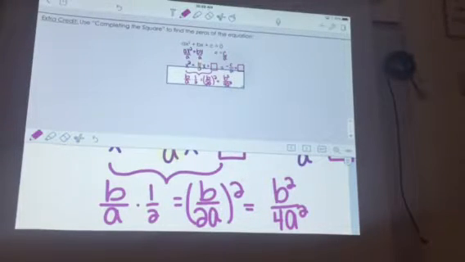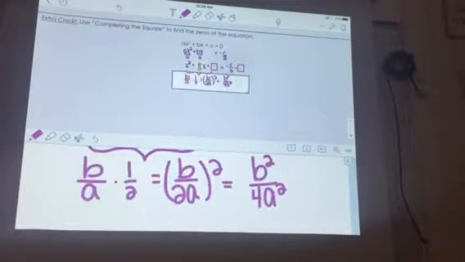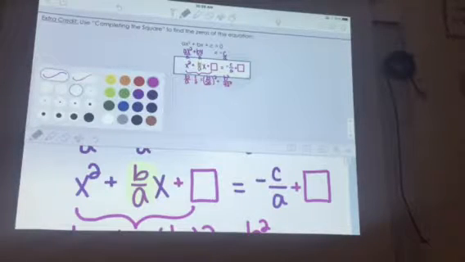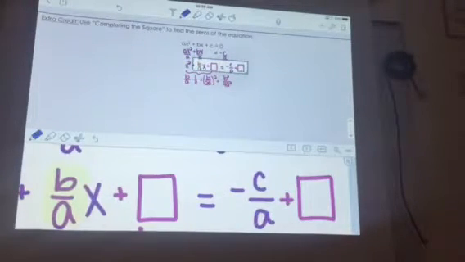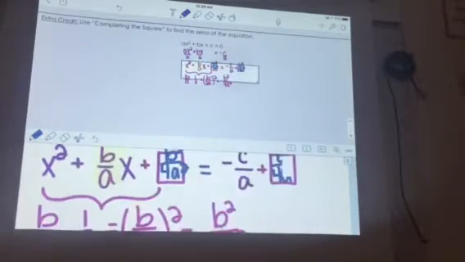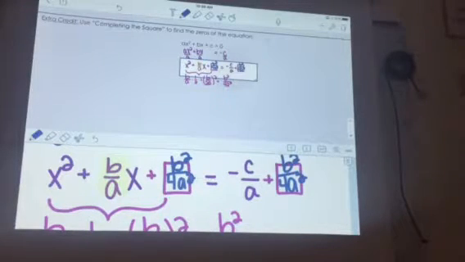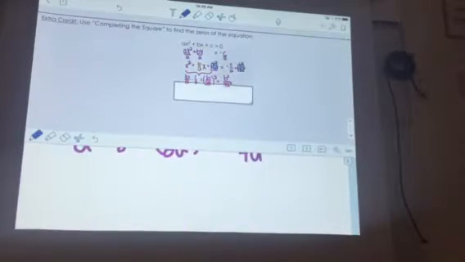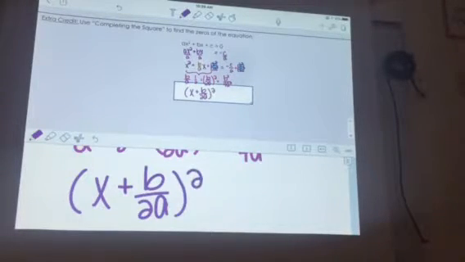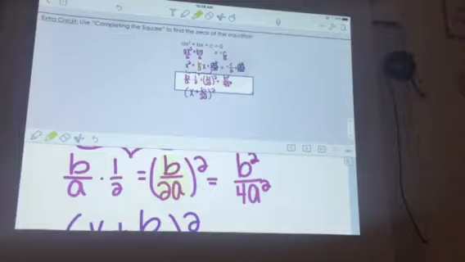So that's the number that's going to go in the box on the left and on the right hand side, because whatever we do to the left hand side of an equation, we must do to the right. So I'm going to write that in now. b squared over 4a squared, b squared over 4a squared. Now that I have a perfect square trinomial, I can factor it, because all perfect square trinomials are factorable by definition. So I'm going to factor that, and it would give us x plus b over 2a squared, and this b over 2a is the same one that was right here.